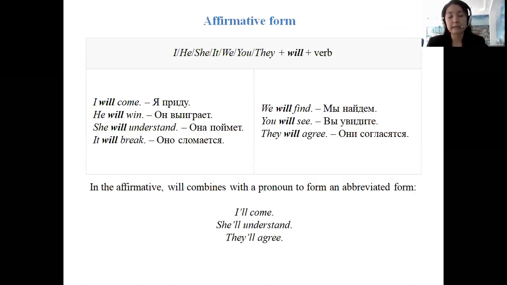Now about the affirmative, negative, and the question form. First, the affirmative form. In affirmative form, we use the construction subject plus will plus verb. For example, I will come, he will win, she will understand, it will break. In plural form, we say, we will find, you will see, they will agree. In affirmative, will combines with a pronoun in an abbreviated form. For example, I'll come, she'll understand, they'll agree.